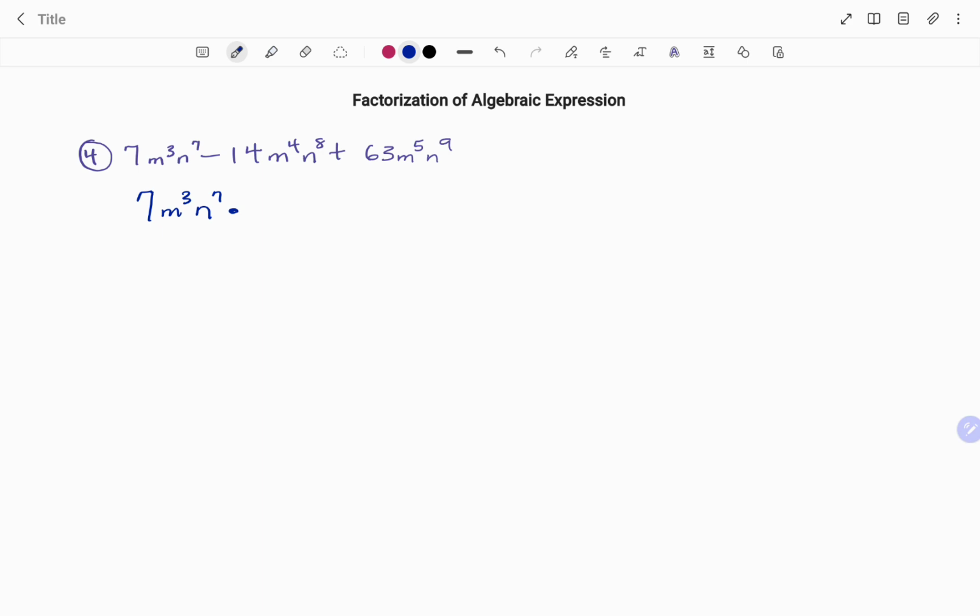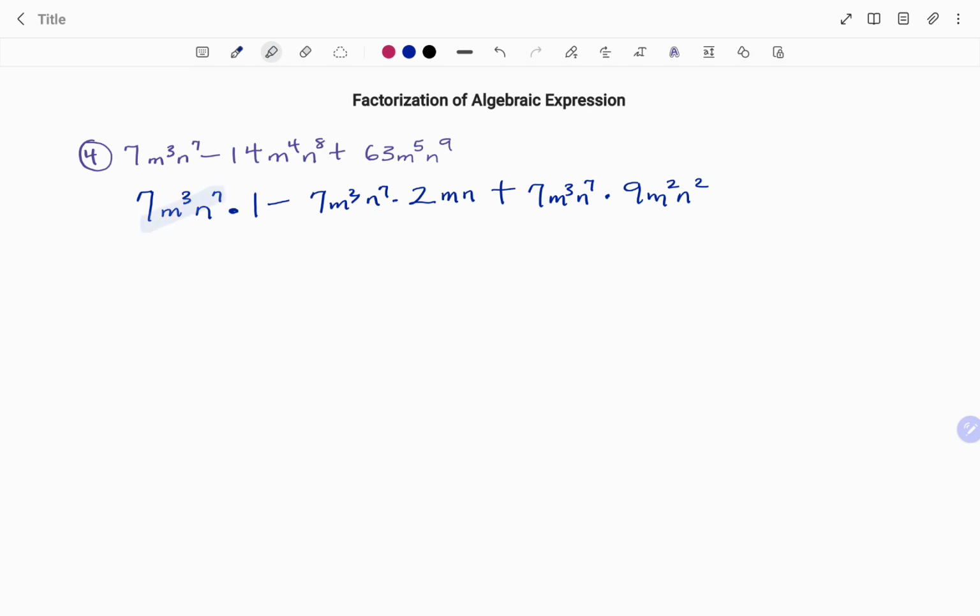So to get the first term, if I check, 7m^3n^7 divided by 7, that's going to be 1, minus, I have my highest common factor, 7m^3n^7 times 2, 7 times 2 is 14, m^4 divided by m^3, that's 1m, and n^8 divided by n^7, n, plus 7m^3n^7 times 9, 9 times 7 will give me 63, m to the power 2, n to the power 2, because m^5 divided by m^3 is m squared, and n^9 divided by n^7 will be n squared.